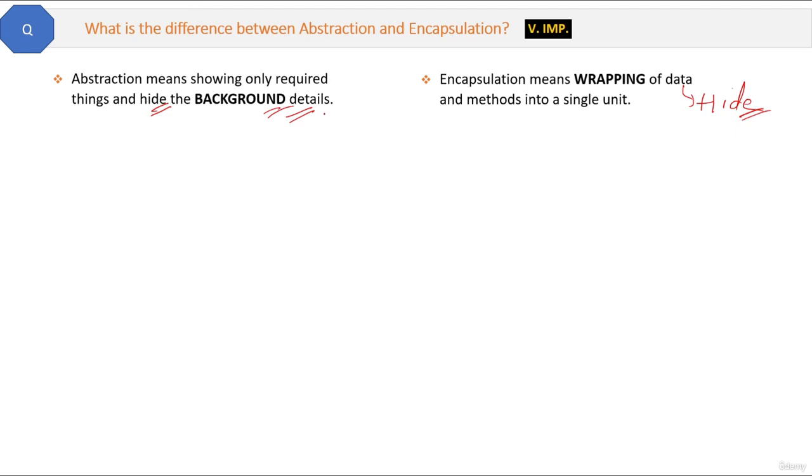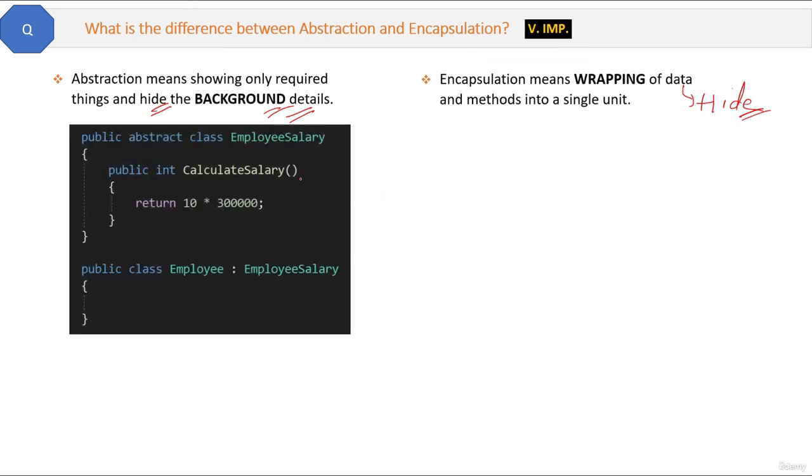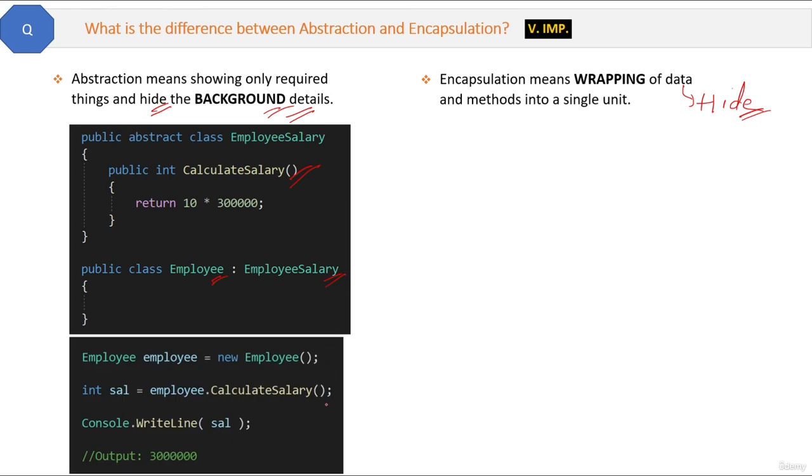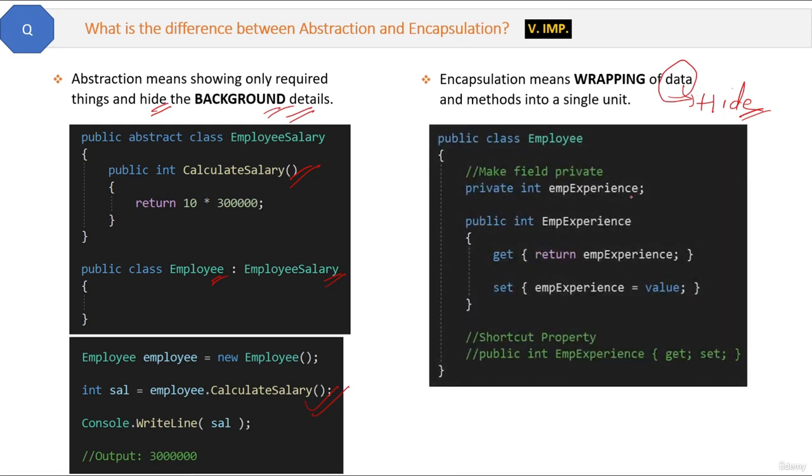For example, in this code, calculate salary is a method for employee salary class. You can inherit this class in employee class, then use this class object to call the method without knowing the calculate salary logic. Notice we are not hiding any data here. We are hiding the implementation of calculate salary method. But if we see the definition of encapsulation, then data must be the part of encapsulation. Here in the property example also, data is the part of the property. So that is the difference.